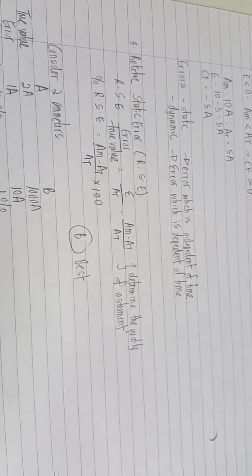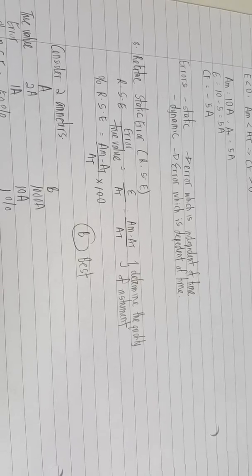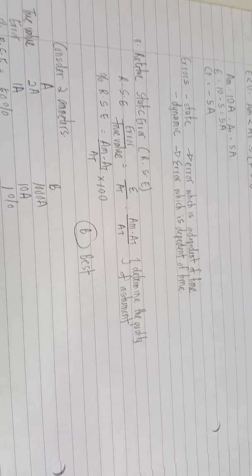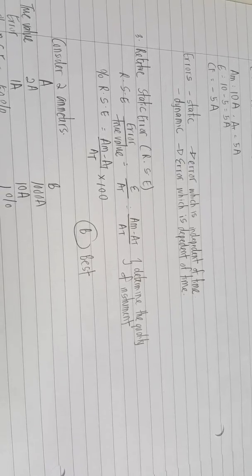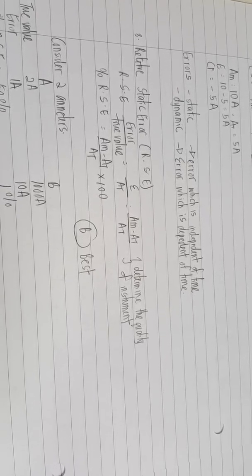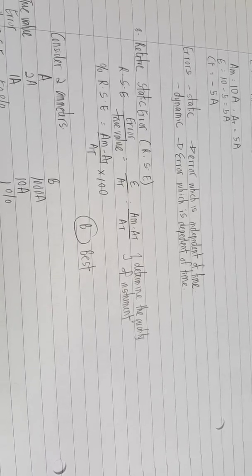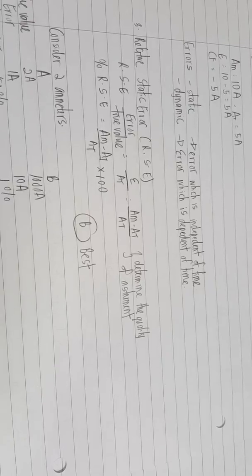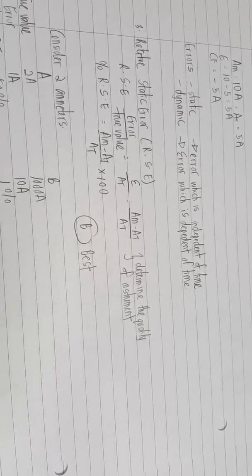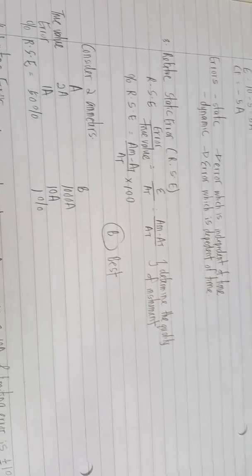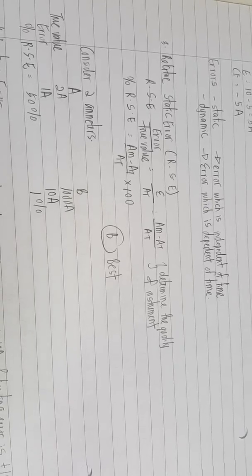After this, we look at the static error. Static error is independent of time, while dynamic error is dependent on time. For the relative static error, RSE, the formula is error divided by true value, which is E over AT. But E we define as measured value minus AT, so the formula is AM minus AT over AT. Basically, the relative static error can determine the quality of an instrument. So the lower the percentage, the higher the quality of the instrument.